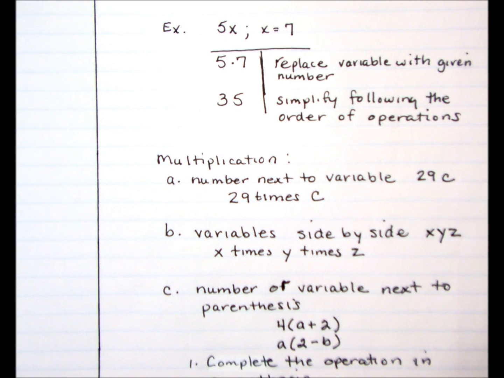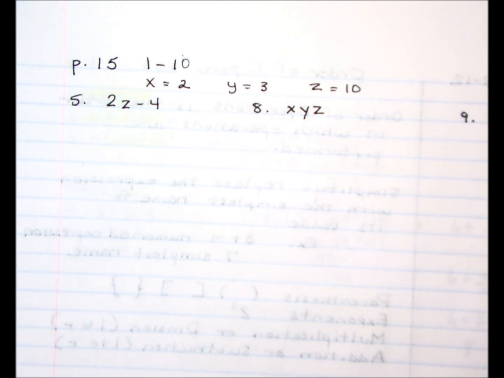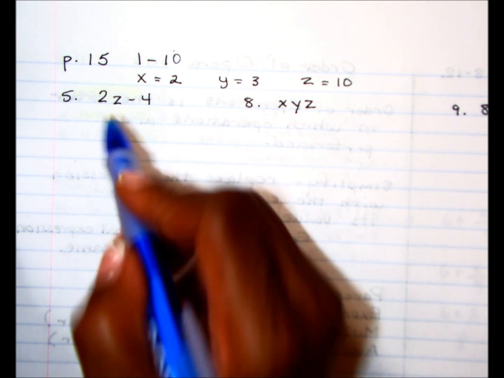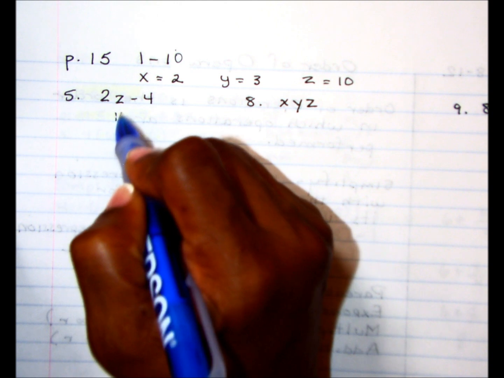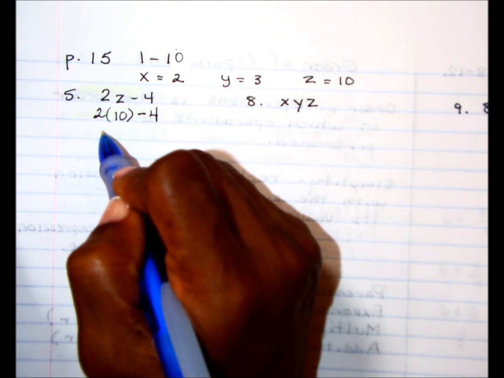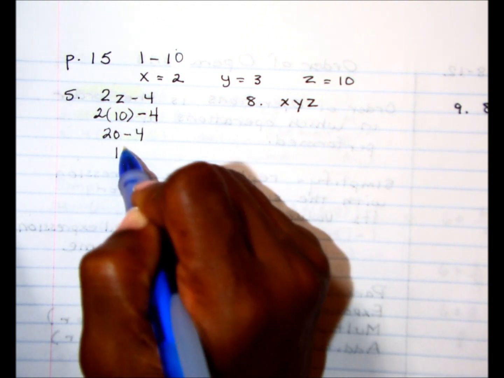All right, so let's pop over to your check understanding. You are doing page 15, 1 through 10. I'm only going to do 5, 8, and 9 with you. You can do the rest on your own. In this, it tells you that the value for x is 2, the value for y is 3, the value for z is 10. And so I would replace z here with 10. This is multiplication because it's right next to it. So 2 times 10 minus 4. The order of operations tells me to multiply 2 times 10 and get 20 minus 4. My answer should be 16.